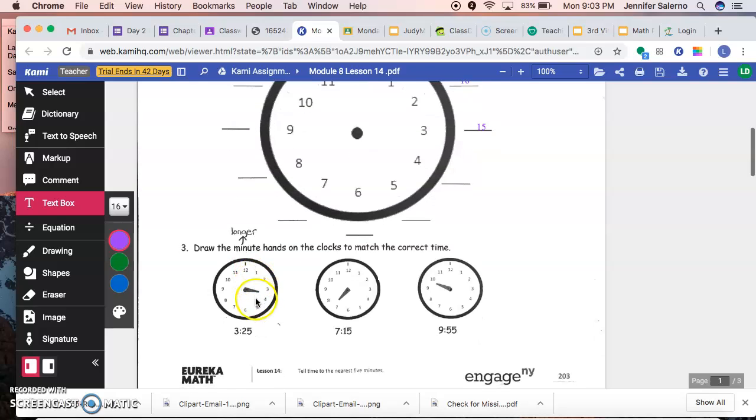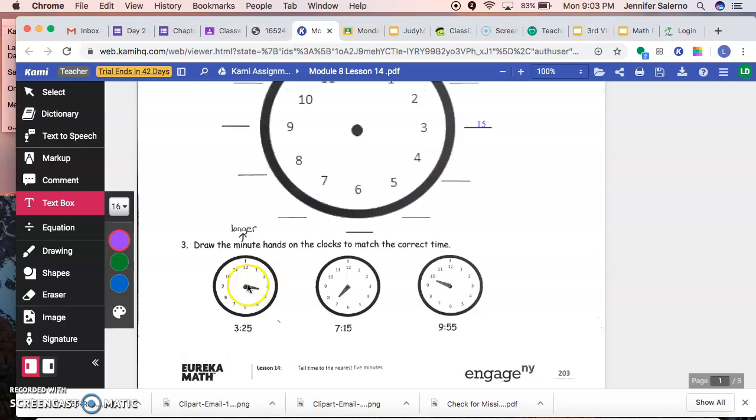So on this clock, they already have the hour. They're telling us we have to draw the minute. So the hour they already gave us is 3. Now they're telling us that we need to draw the minute hand because it's 3:25, okay?